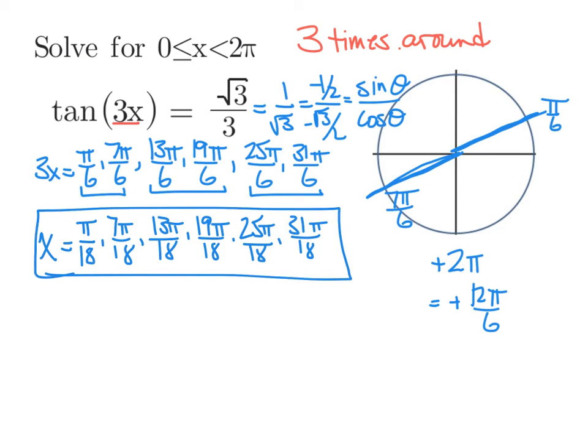I just want to point out one more time. Notice that the last solution, that 31 pi over 18, is still less than 2 pi. So we can be confident all of our answers are going to be correct.